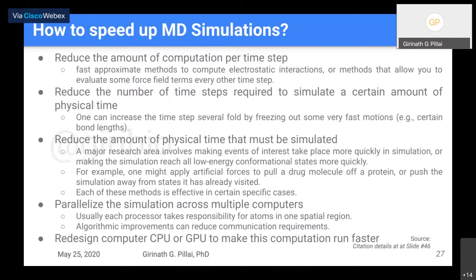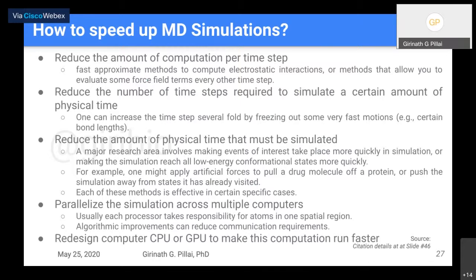Use fast approximation methods to compute electrostatic interactions, or methods that allow you to evaluate some force field terms every other step. That's just what I told you. Try to run short range calculations to evaluate the force field and the parameters. If everything goes well, then you go for the larger scale. You can go for 100 nanoseconds, no problem.